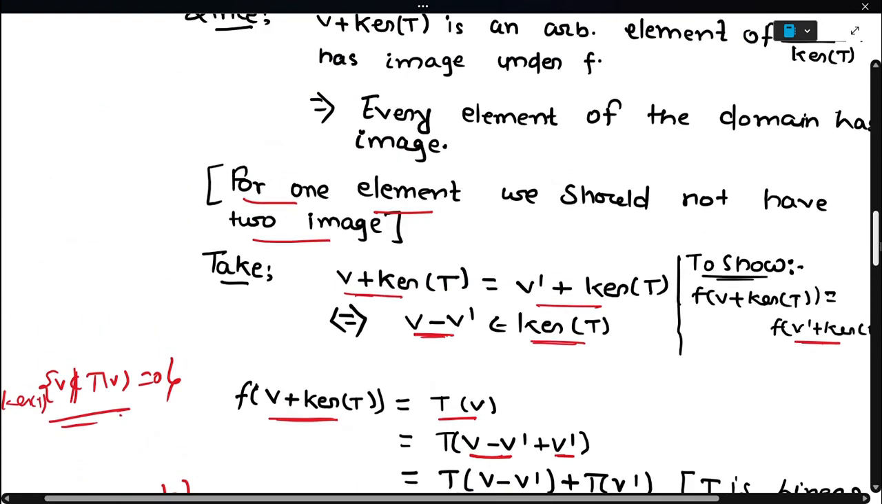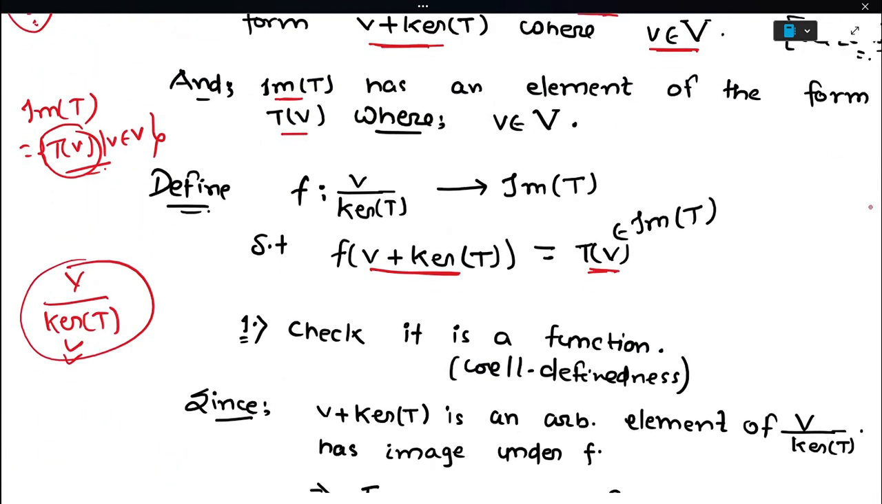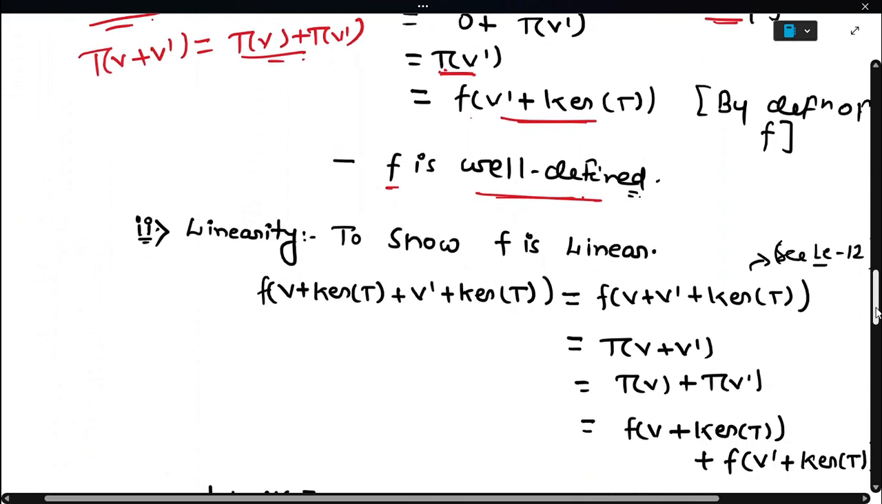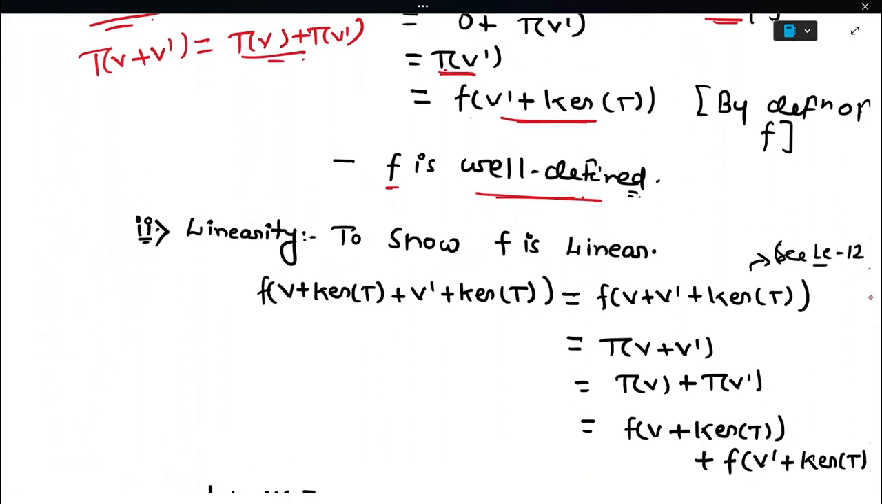Okay, how we define this function is we have taken an element from V by kernel of T, which is of the form v plus kernel of T, and that is equal to T of v. This is an element of the image set. Now we will show this function is an isomorphism.